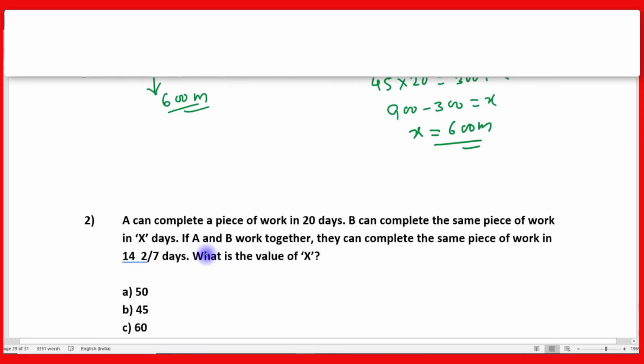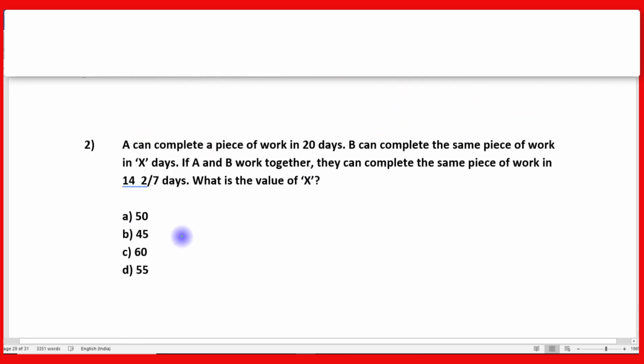Now let us move to another question. Friends, A can complete a piece of work in 20 days. B can complete the same work in X days. A and B work together. They can complete the same piece of work in 14 integer 2 by 7 days, that is equal to 100 by 7 days. So what is the value of X?